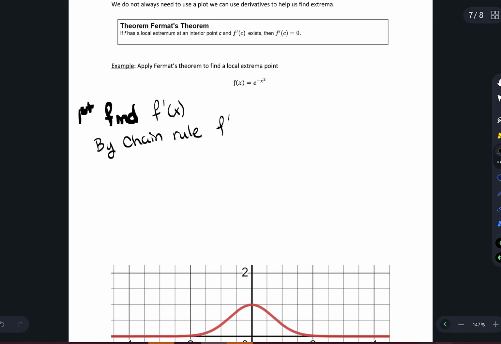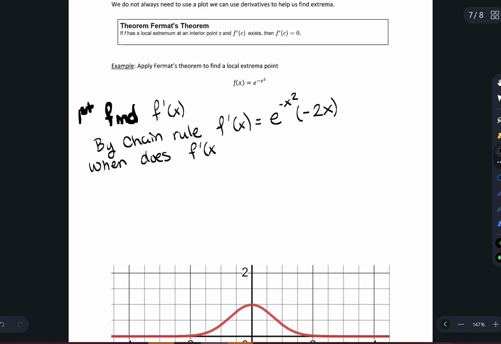we have that the derivative of the function is equal to e to the negative x squared, and that's because the derivative of e to the x is e to the x. But notice my inner function here is negative x squared. So by the chain rule, I have to multiply by the derivative of that function, which will be equal to negative 2x.